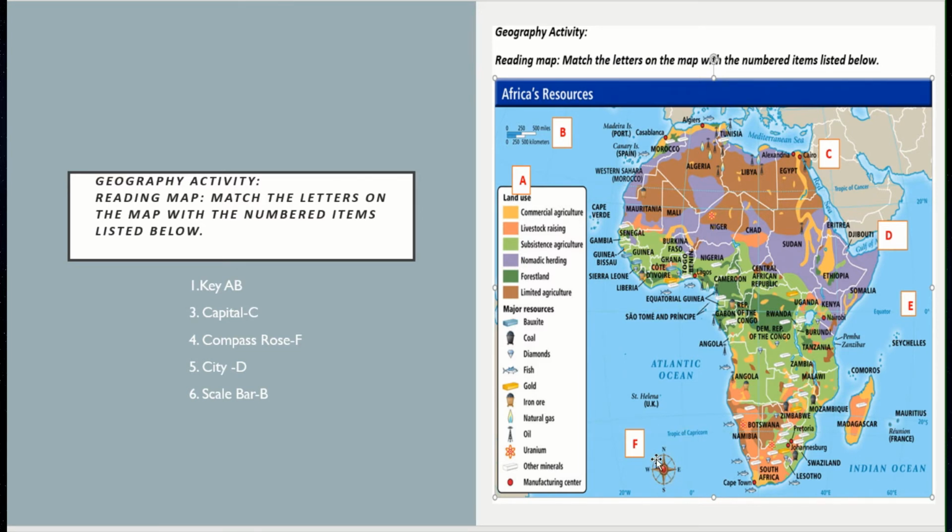There's a compass rose that shows the directions in which these countries are. That shows the imaginary lines. This is the capitals, and so on. We'll go to the next step.